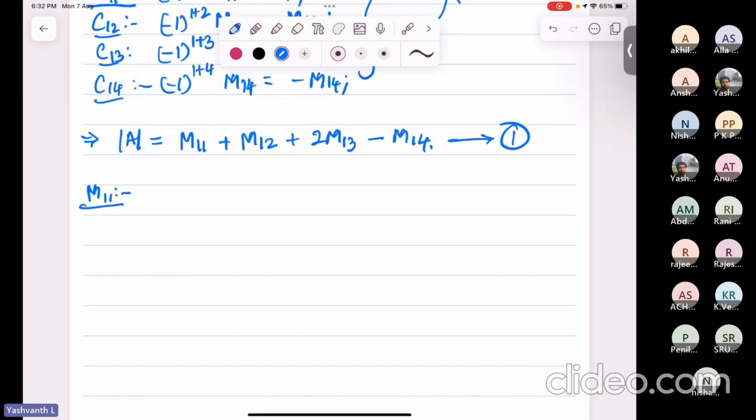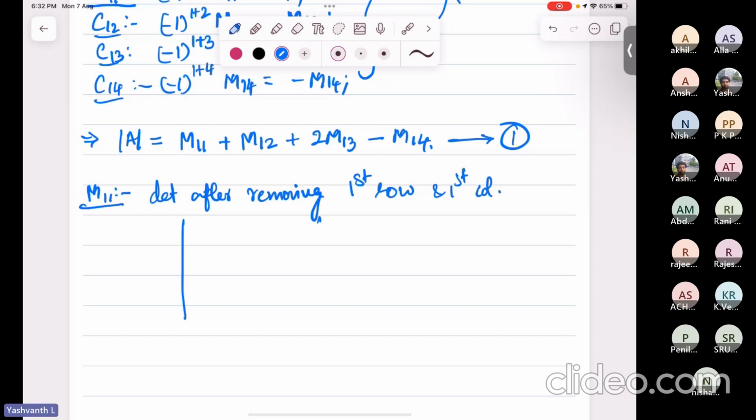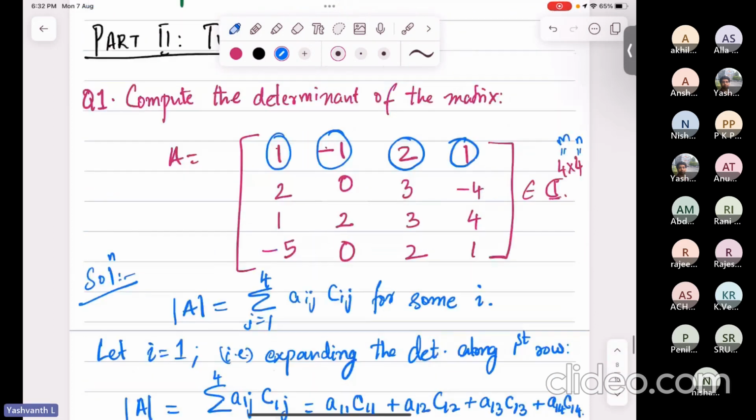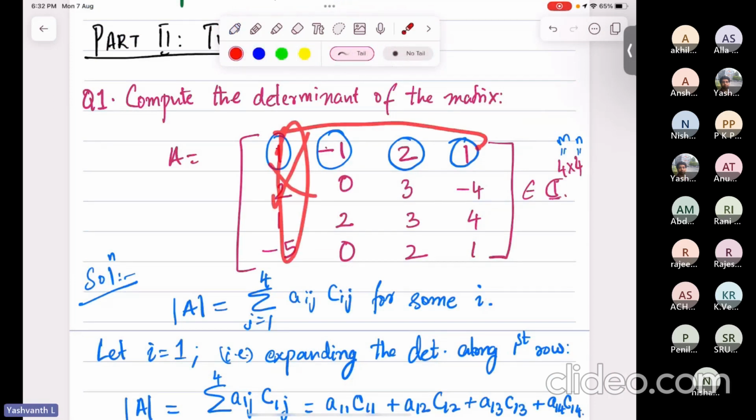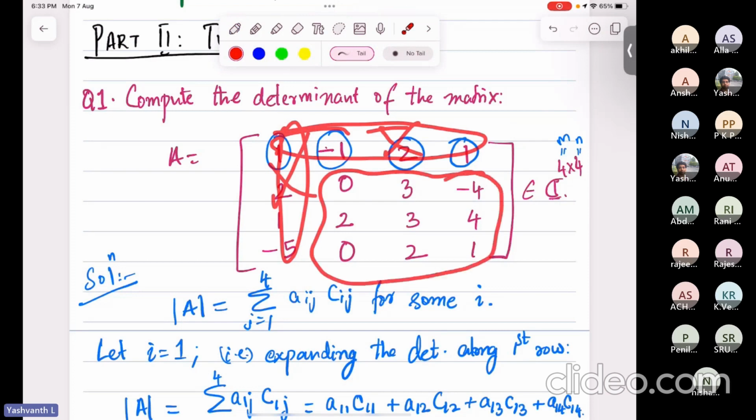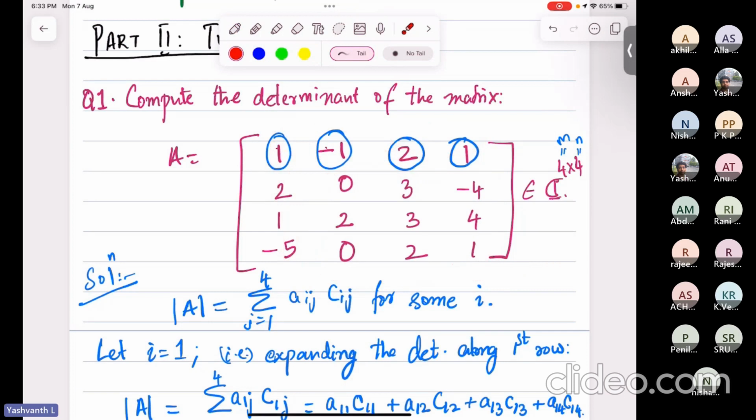Let's compute M11. What is M11? It is the determinant after removing the first row and first column. That should be a 3 by 3 matrix, right? So basically remove this column and remove this row. The remaining is this matrix. This is nothing but M11, the determinant of that matrix.